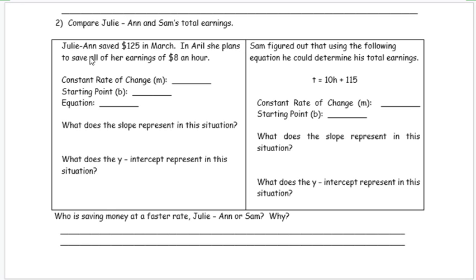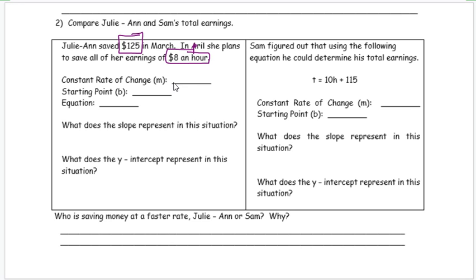In April, she plans to save all her earnings of $8 an hour. That's supposed to be April. I'm missing the P there. So just plug it in. All right, so she's already saved $125, okay? And then she plans to save her earnings of $8 an hour. So we have 125 and we have 8.